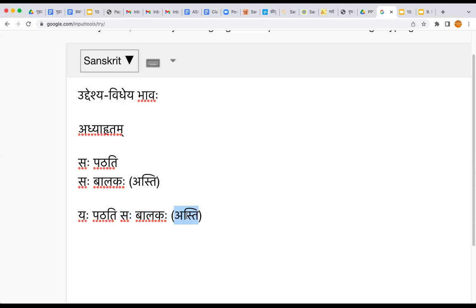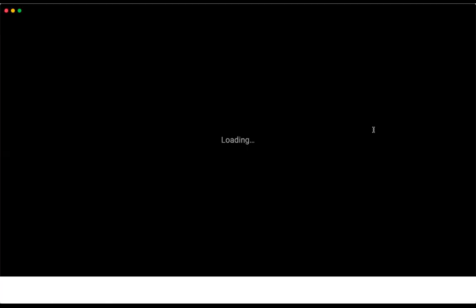The first kriya pada is asti, which is adhyakritam. Another kriya padam is pathati. So first we deal with the main kriya. Saha balakaha asti. He is a boy. And then we go to whatever is qualifying or defining that boy. Okay. With that as a background, try this.